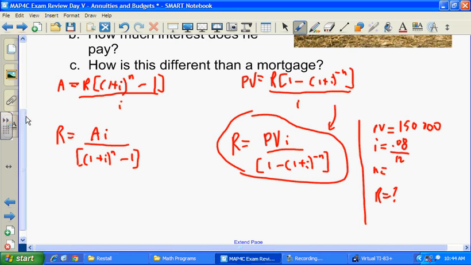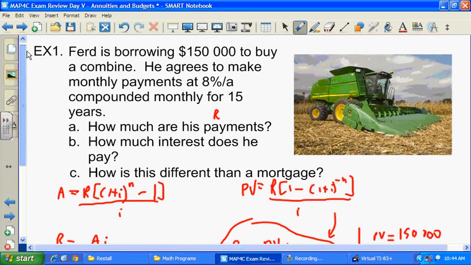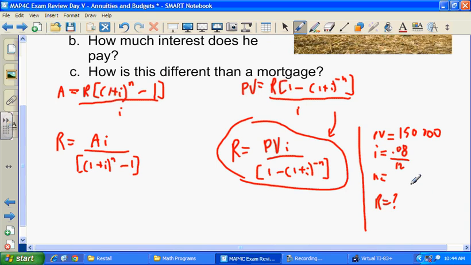Similarly, he's paying off the combine over how many years? 15 years. So 15 years, but it's 12 payments a year, right? And that's 180 payments. This is a decimal, and if you're stuck, you could write this decimal with as many decimal places as you have patience for. But since it's a repeating decimal, I'm going to actually put I in as this bracket, and we'll see how that works.